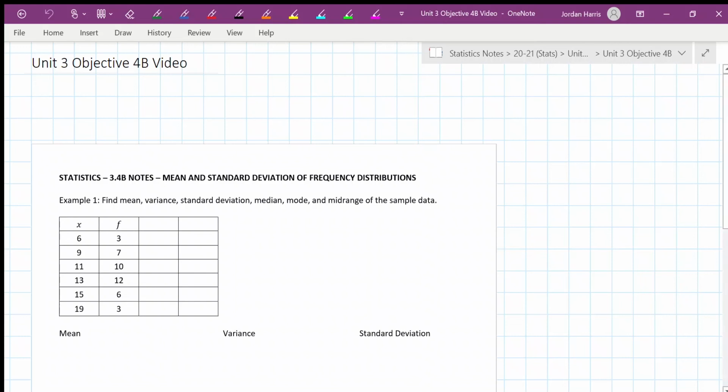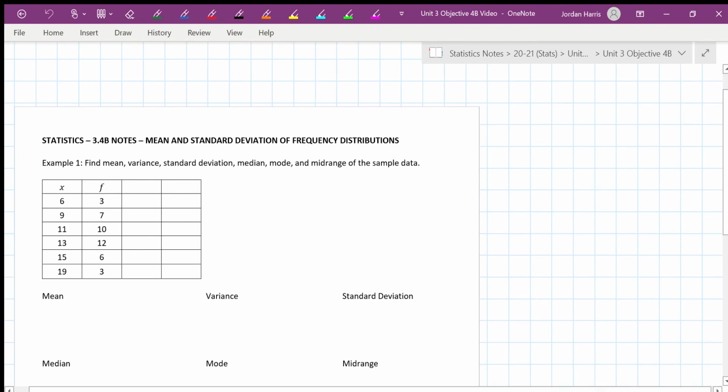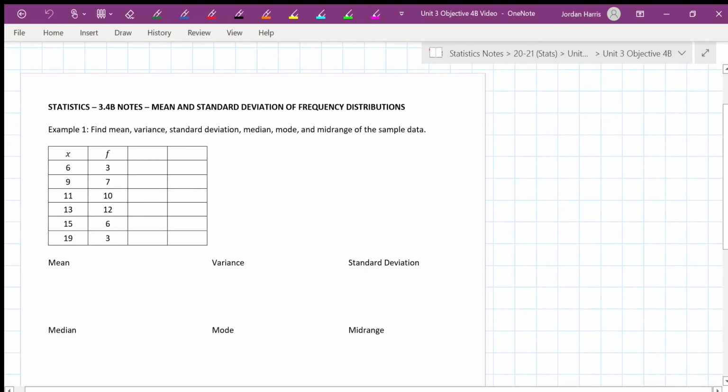This is 3.4b notes, mean and standard deviation of frequency distributions. I titled it the same because it's technically a 3.4, but if you notice in example 1, we have the mean and the variance and the standard deviation. That's what we talked about last time. Now we're adding in median, mode, and mid-range with frequency distributions still.